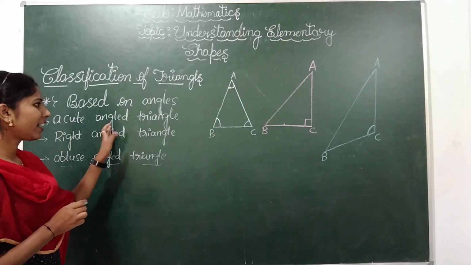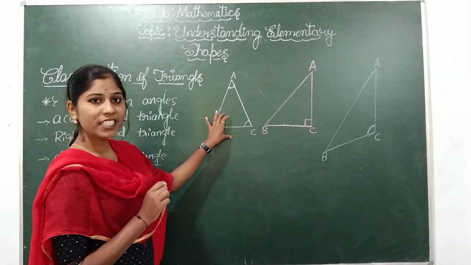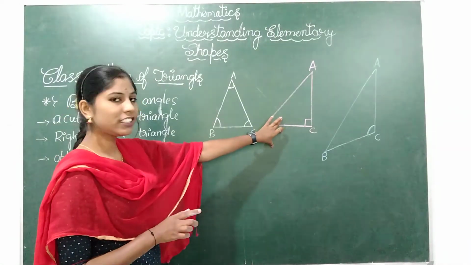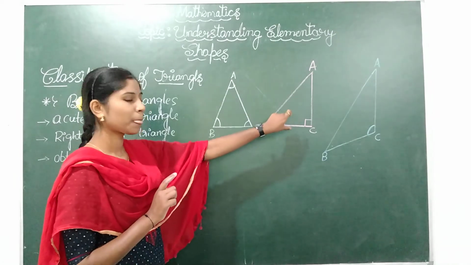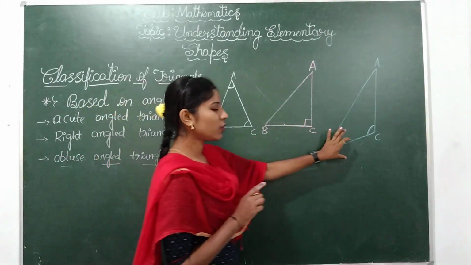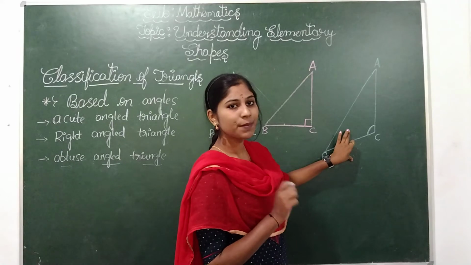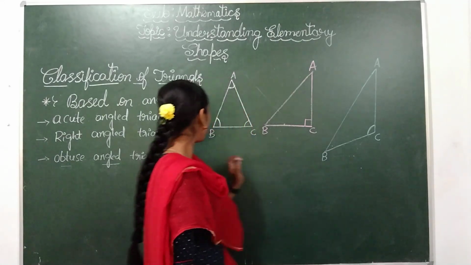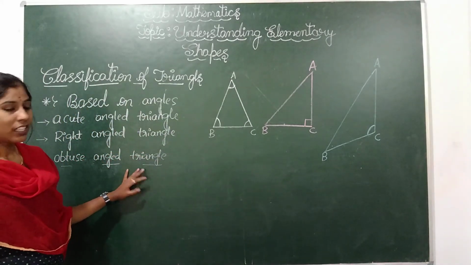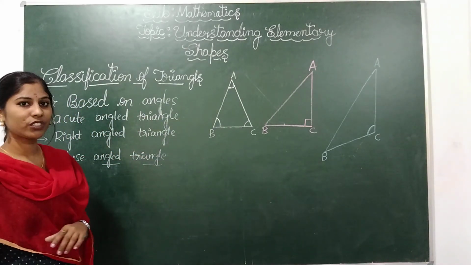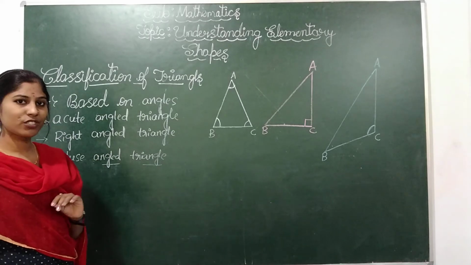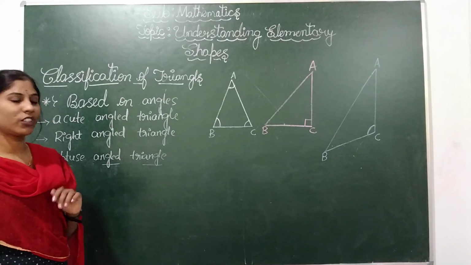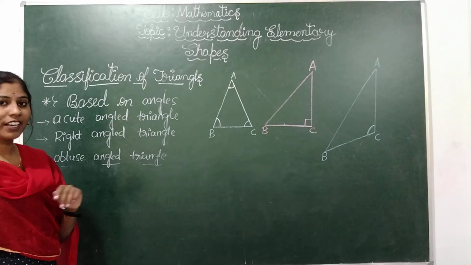So what is an acute angled triangle? In the triangle, each angle is less than 90 degrees. In a right angled triangle, any one angle is exactly 90 degrees, and in an obtuse angled triangle, any one angle is more than 90 degrees, or greater than 90 degrees. This is called an obtuse angled triangle. This is all about the classification of the triangle, on the basis of sides as well as on the basis of angles.